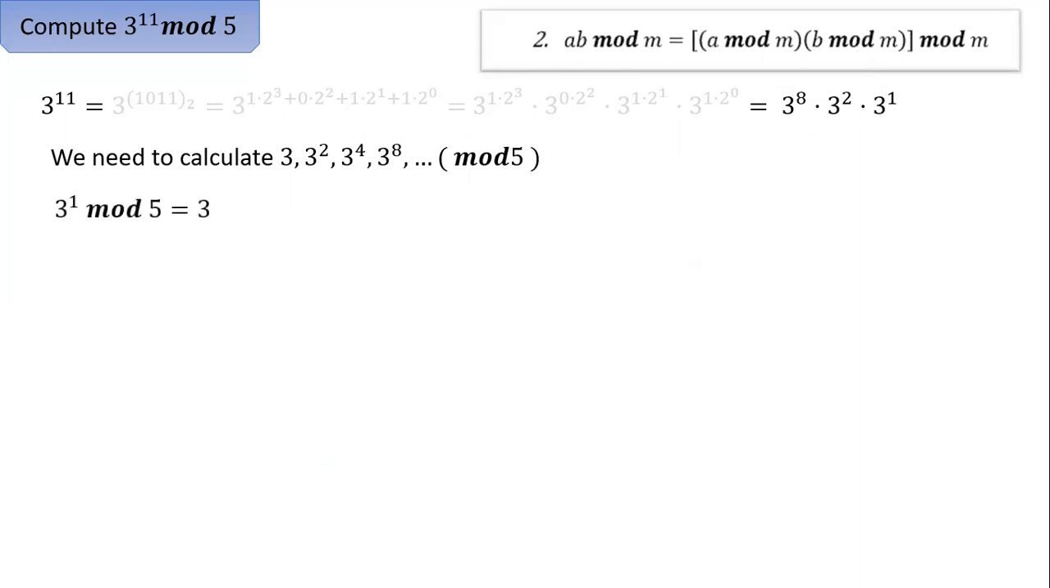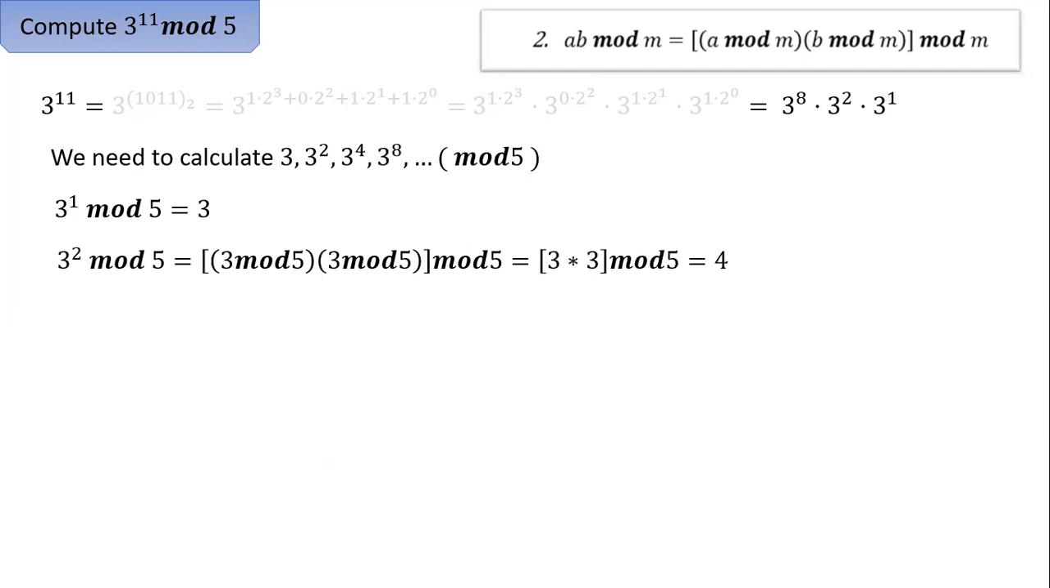So 3 to the first mod 5, well, that's pretty simple. 5 does not go into 3, remainder 3. 3 squared mod 5. Well, now we can start to use the rule from above. And it's not going to gain us a lot this time, but 3 squared mod 5 can be rewritten as 3 mod 5 times 3 mod 5, mod 5, using our rule again highlighted up there above. So this gives me 9. 9 mod 5 is 4.